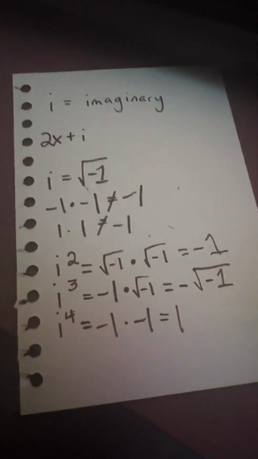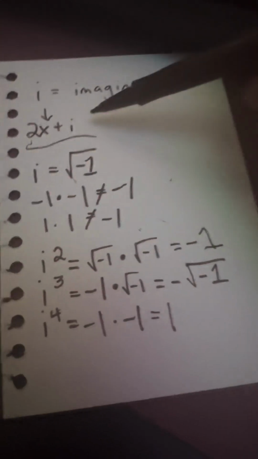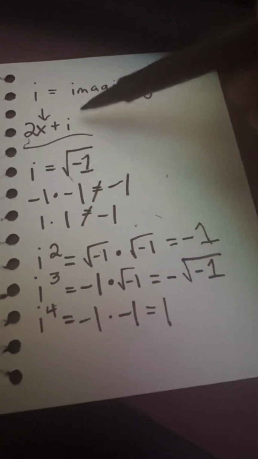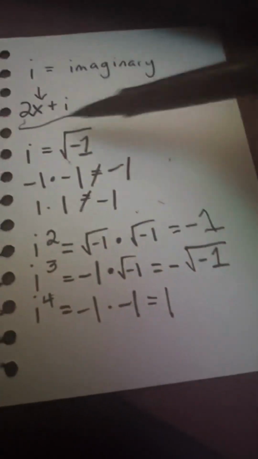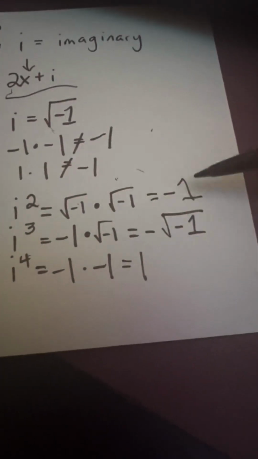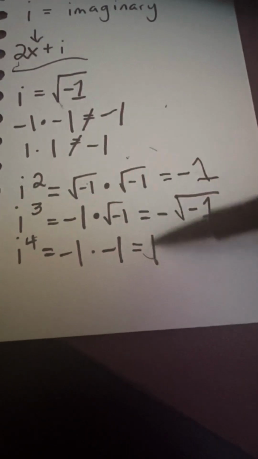So usually you'll see complex imaginary numbers that look something like this. I want to say that the variable is usually different. Something plus i. And i is just this thing we can't explain yet. And i is the square root of -1 because we can't represent that. So when you see i squared, you can replace that with -1. When you see i cubed, you can replace that with negative square root of -1. And then when you see i to the 4th, it equals 1.